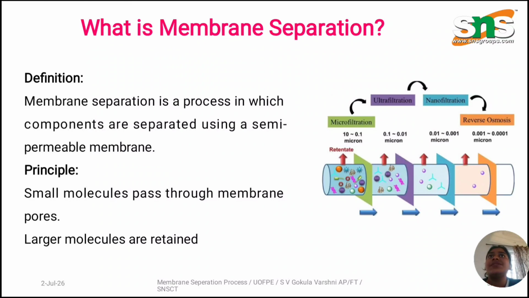Now let us define membrane separation. Membrane separation is a pressure-driven separation process in which a semi-permeable membrane separates different components of a liquid or gas mixture. The principle is simple. A pressure difference is created across the membrane. Smaller molecules such as water pass through the membrane and are called permeate. Larger molecules like protein, fat, microorganisms and suspended solids cannot pass through and remain on the feed side. This retained portion is known as the retentate.